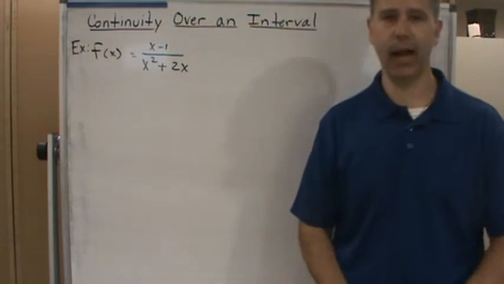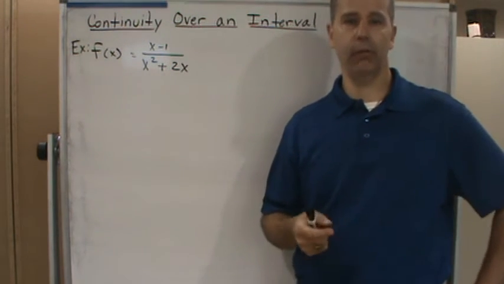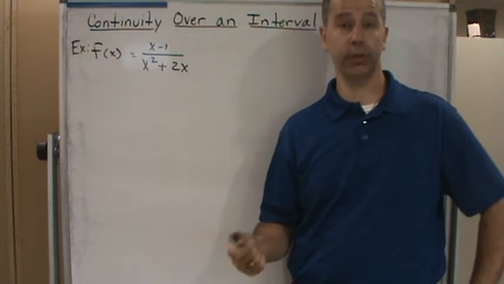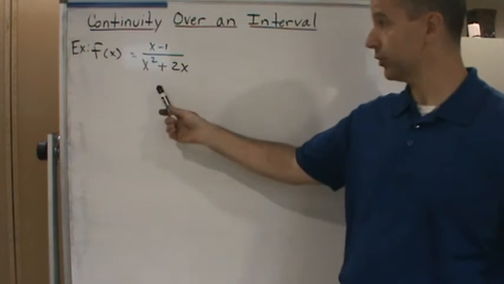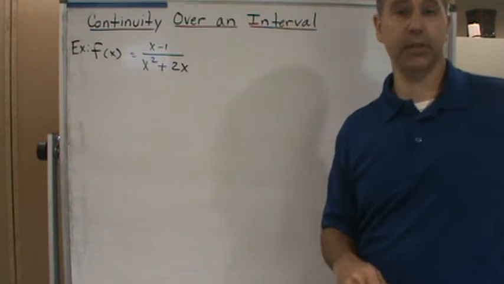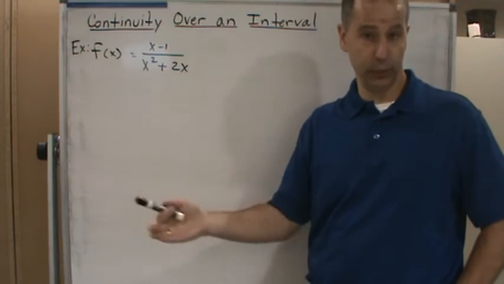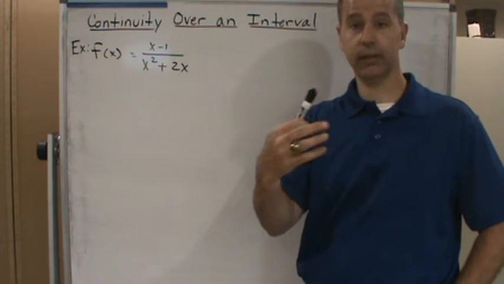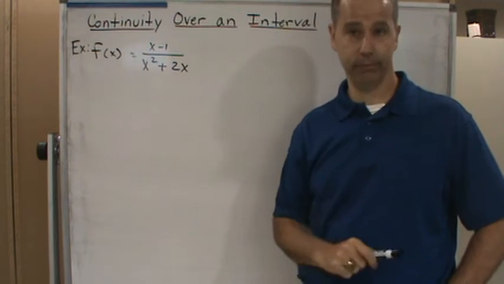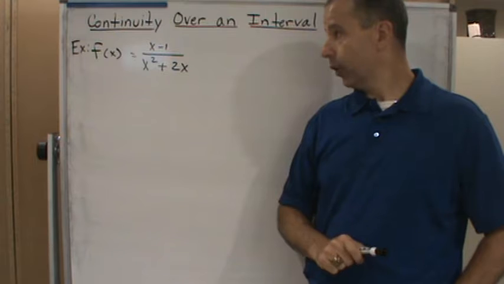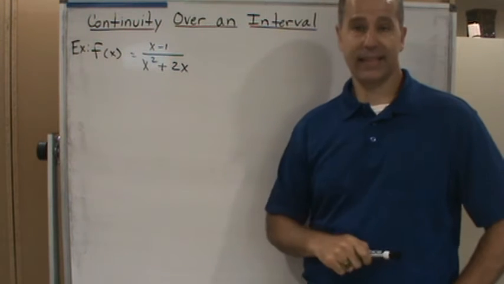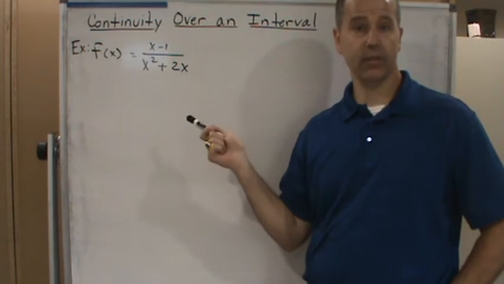Okay, so welcome back. Now we're going to do an example of determining intervals of continuity for a function. Okay, so here's the function, and we're asked to give the intervals of continuity. Okay, so the first thing you should recognize is that this is a rational function.